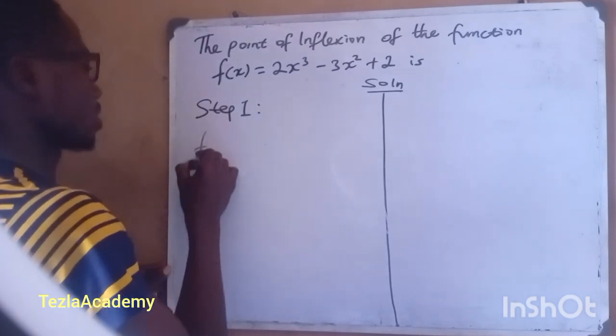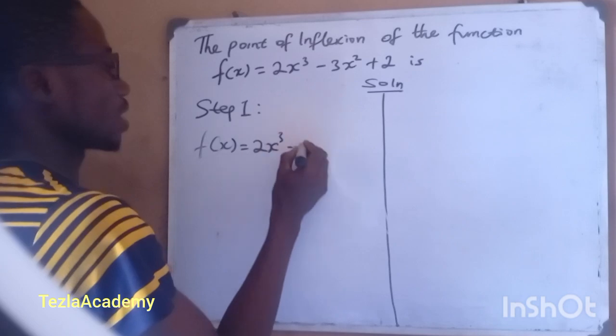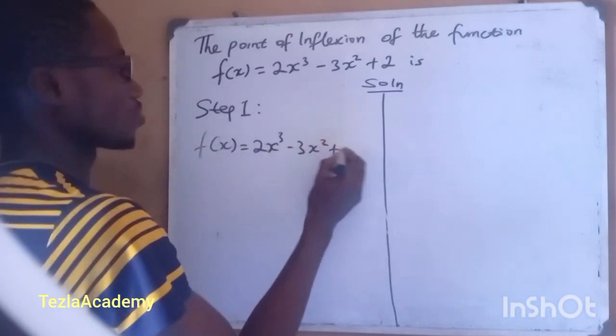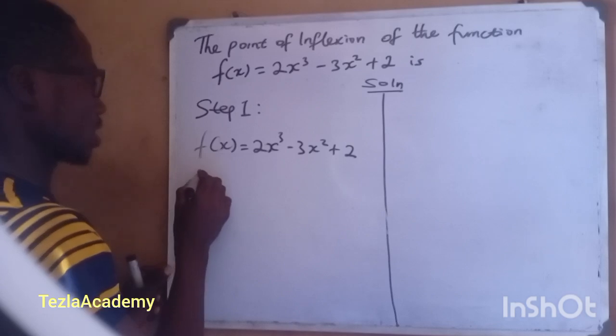Okay, now the first thing is to pick the function the way it is. f of x is equal to 2x cubed minus 3x squared plus 2. We'll find the first derivative, which is what? That's step 2 now.